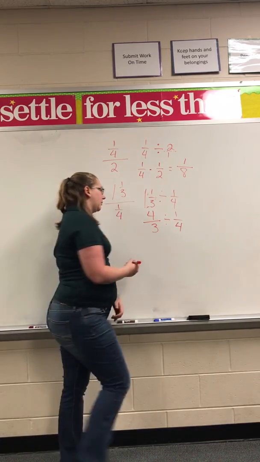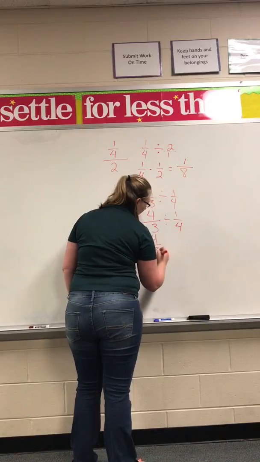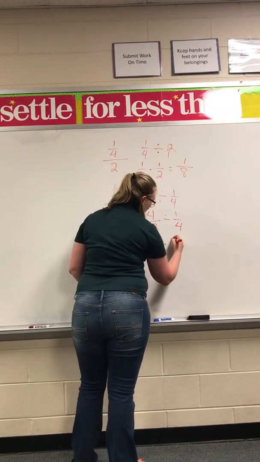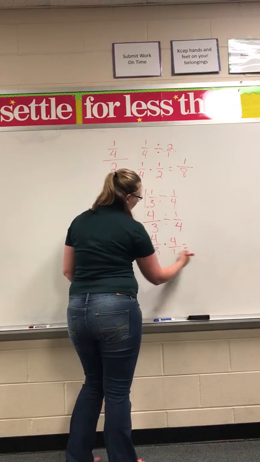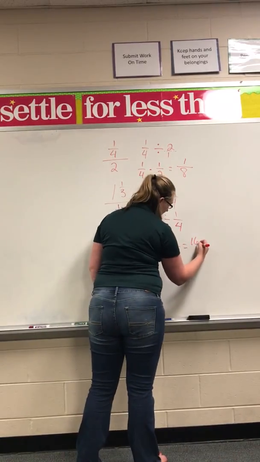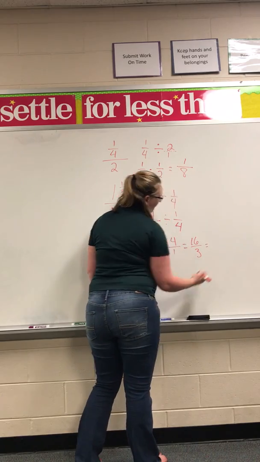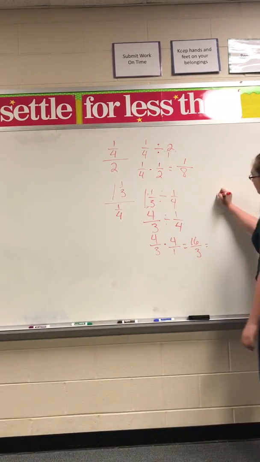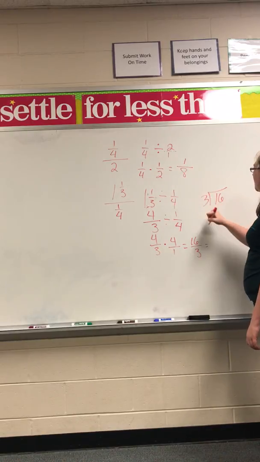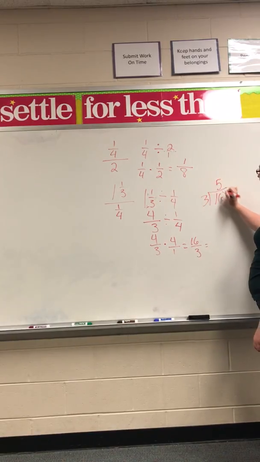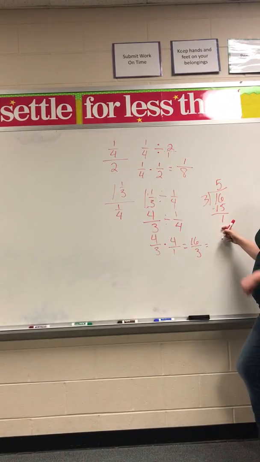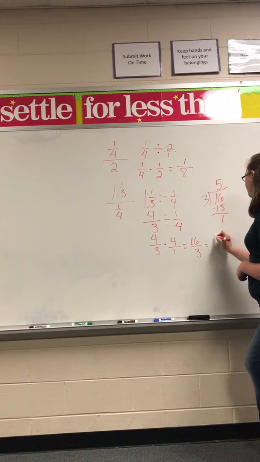We need to keep 4/3. Change the division to multiplication. Take the reciprocal of 1/4, which is 4 over 1. 4 times 4 is 16 over 3. We're going to do the long division to convert that to a mixed number. 3 goes into 16 5 times. 5 times 3 is 15. Subtract, we get 1. Instead of saying remainder, that becomes our new numerator.